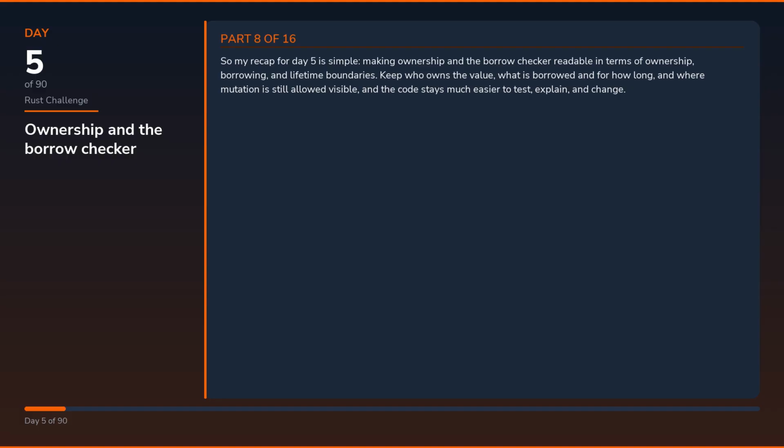So my recap for day 5 is simple: making ownership and the borrow checker readable in terms of ownership, borrowing, and lifetime boundaries. Keep who owns the value, what is borrowed and for how long, and where mutation is still allowed visible, and the code stays much easier to test, explain, and change.